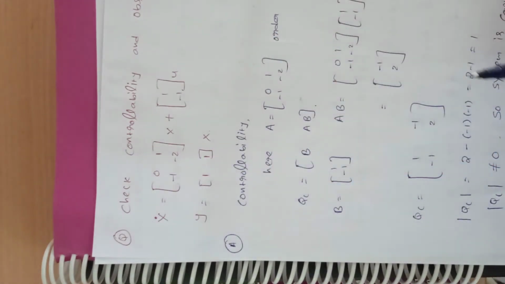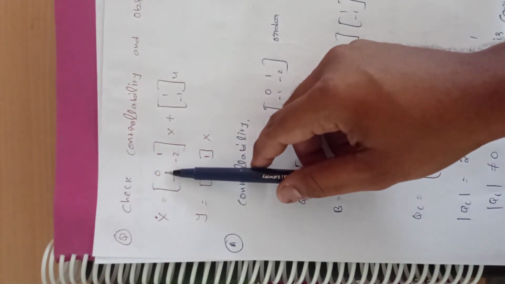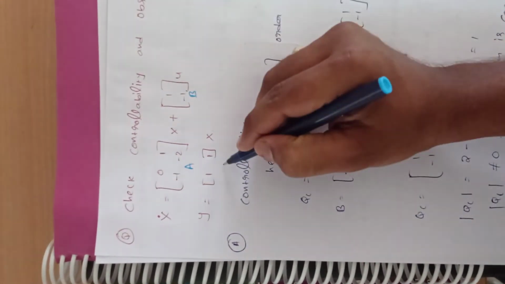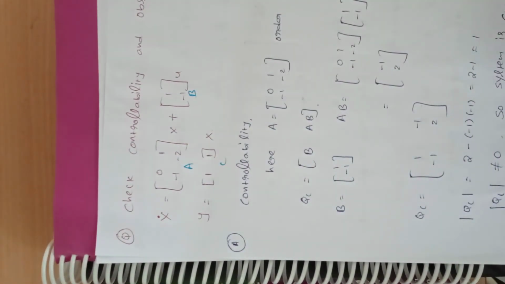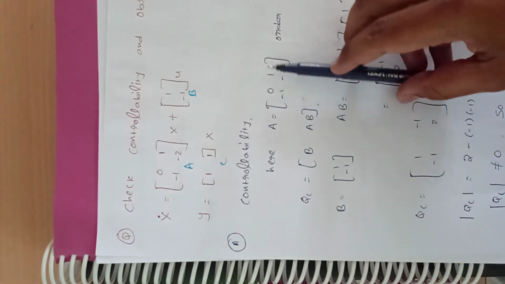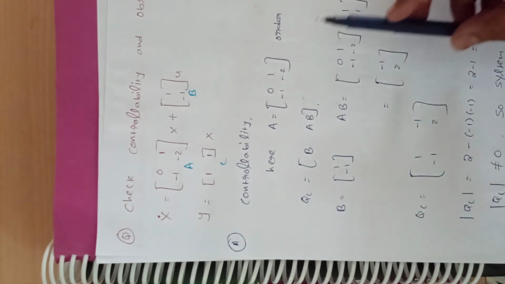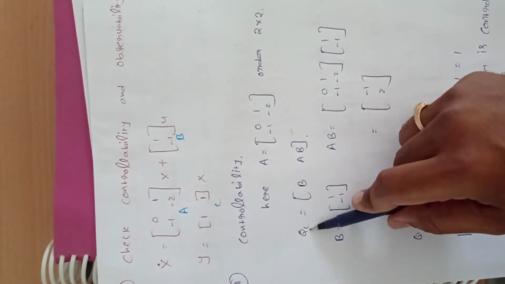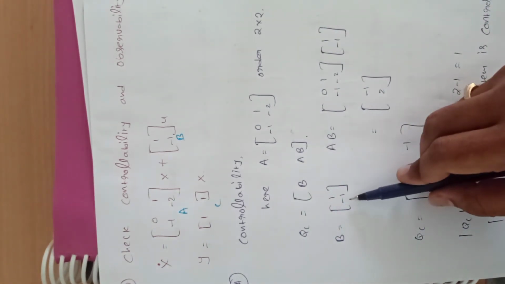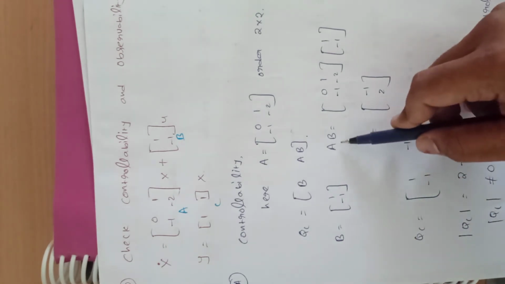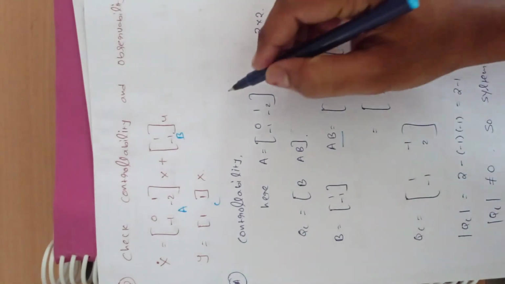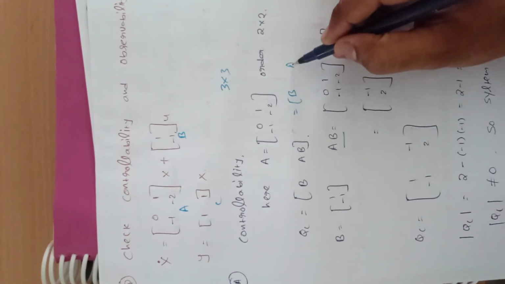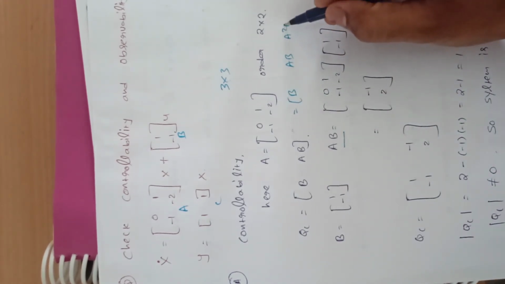Check controllability and observability. X dot equals, this is the given system, and this is A, B and C. First we will find the controllability. Here A equals 0, 1, minus 1, minus 2 and the order is 2. Whenever the order is 2, QC equals B, AB. The first column is formed by B, the second column by AB. Suppose you have a 3 by 3, then QC equals B, AB, A square B.